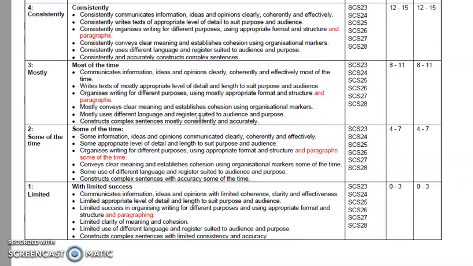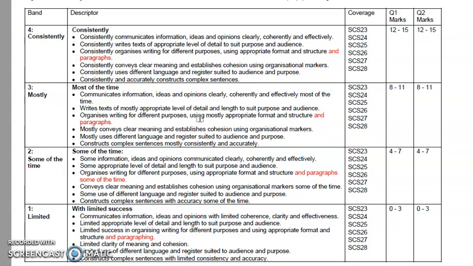So let's have a quick look at the mark scheme here. This is for your content, really. So this is all the stuff that isn't spelling, punctuation, and grammar. And you've got 6 bullet points here. The way this works is the first bullet point is about getting across information, ideas, and opinions clearly, coherently, and effectively. The next one is writing the appropriate level of detail to suit purpose and audience.